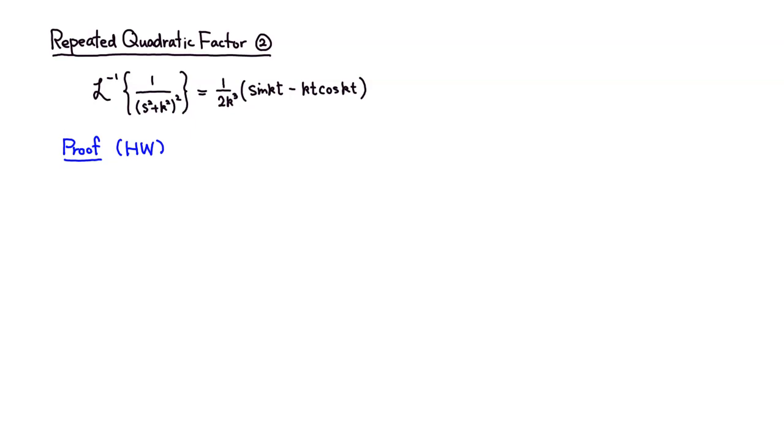All right, let's look at the repeated quadratic factor number 2. The inverse Laplace transform of 1 over quantity s squared plus k squared, squared is equal to 1 over 2k cubed times quantity sine of kt minus kt cosine of kt. Right? So the proof is actually a homework, but I'll get you guys started.